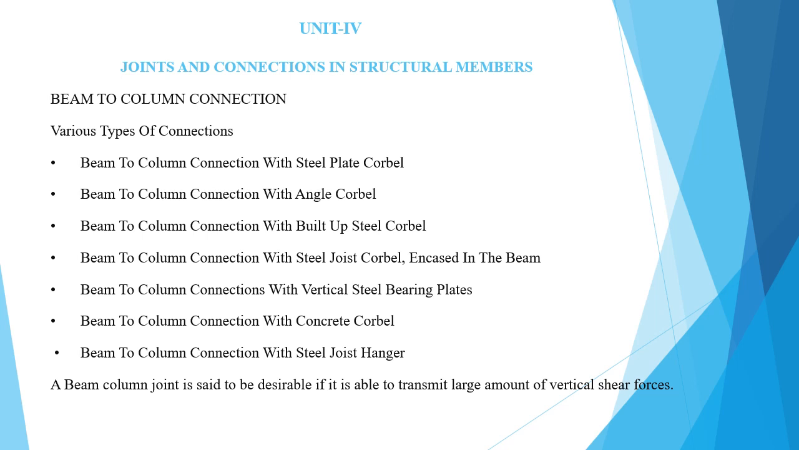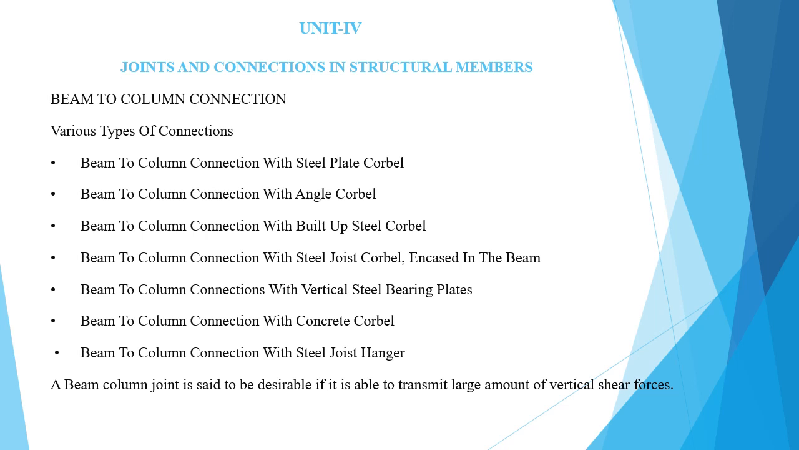Beam to column connection with a steel plate corbel. The beam is supported on a horizontal steel bearing plate which is cast into the column and is tack welded to the main reinforcing bars. The plate should have sufficient thickness to prevent it from bending.